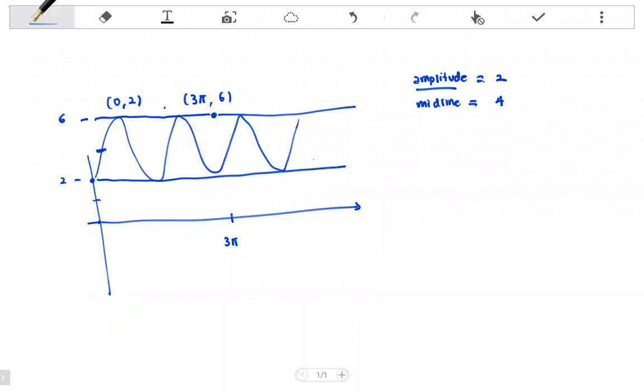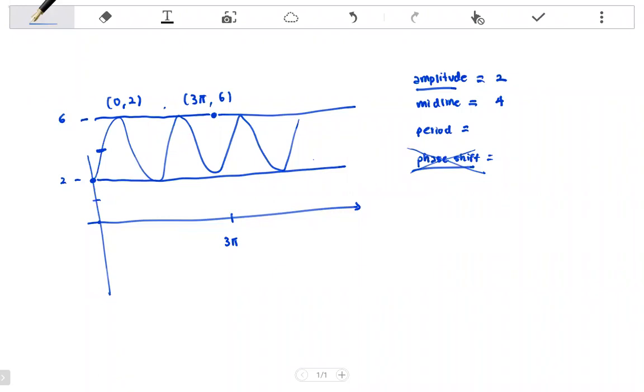We also need to know the period. We need to know the period. And we also need to know the phase shift. But phase shift is the least important because we started at (0, 2). So if we regard it as a sine function, which always starts at the origin, then we don't really need a phase shift. So let's search for the period.